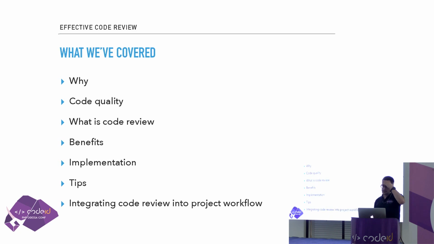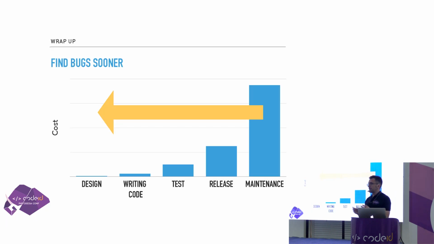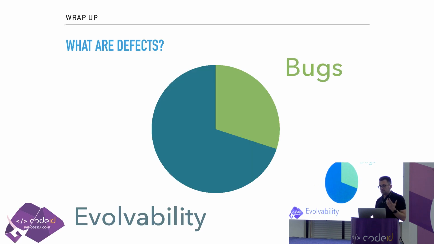So we've covered quite a bit. Essentially, the cost-benefit analysis of doing code reviews is it finds bugs sooner. It removes them from those expensive times, hopefully down to the time when you're writing code or at design stage. Most of the issues you'll find in code review will not actually be bugs, like the things that stop the code from working correctly. There'll be these evolvability defects, technical debt. But that technical debt costs the business money. That's why it's important.